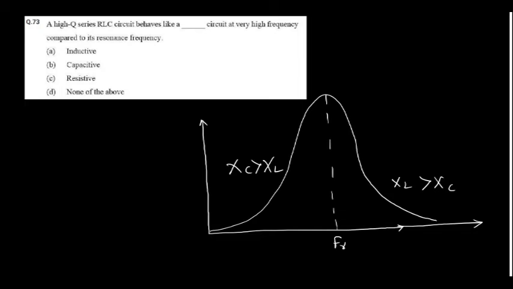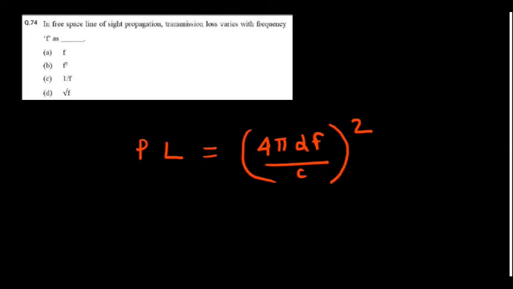A high Q series RLC circuit behaves like a dash circuit at high frequency. At very high frequency, the inductive reactance increases. So it is inductive type. That is here, this area. It's more inductive in character.